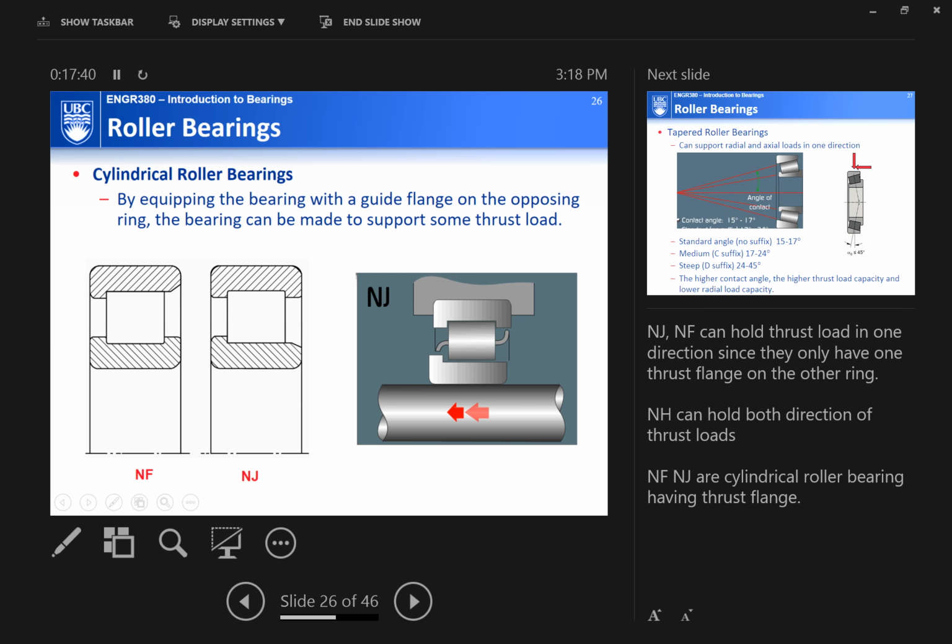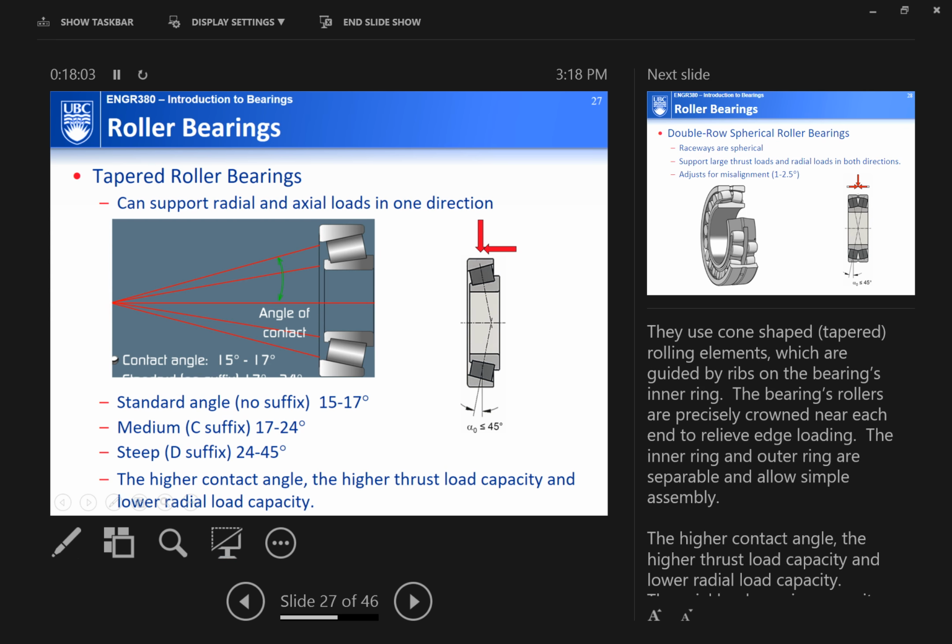Okay. So I think I'm going to stop here. There are a few more slides here. I'll quickly finish them in the next lecture, and then we'll look at the procedure of selecting bearings. Any questions? Okay. Good.